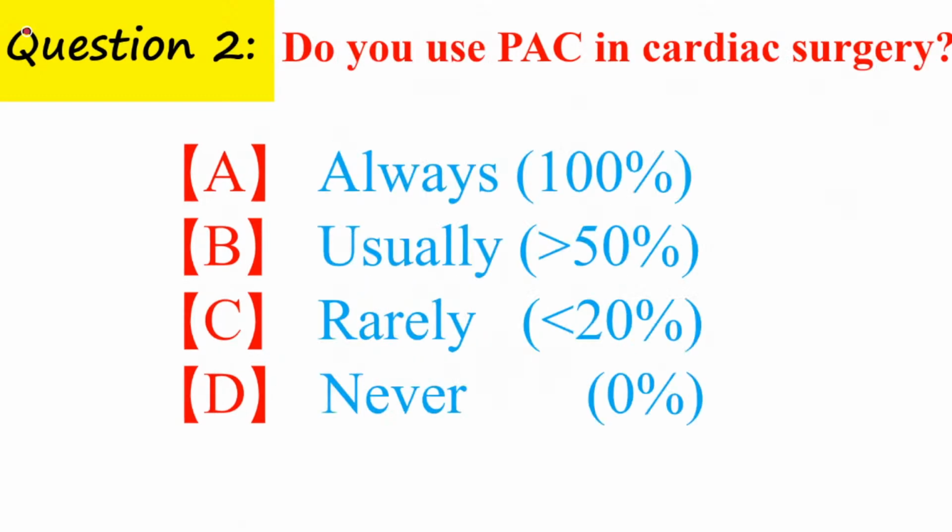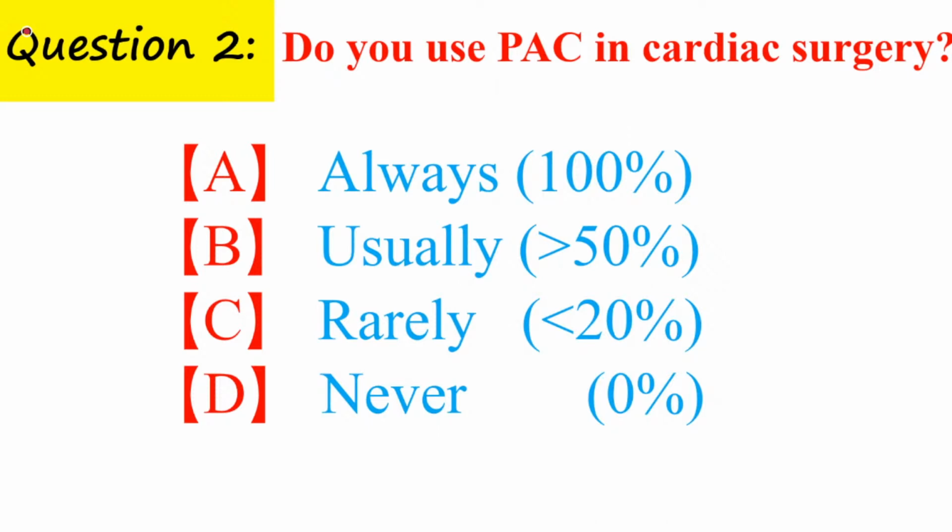Question number 2. How often do you use PAC in cardiac surgical patients? A, always 100%. B, usually more than 50%. C, rarely less than 20%. D, never 0.